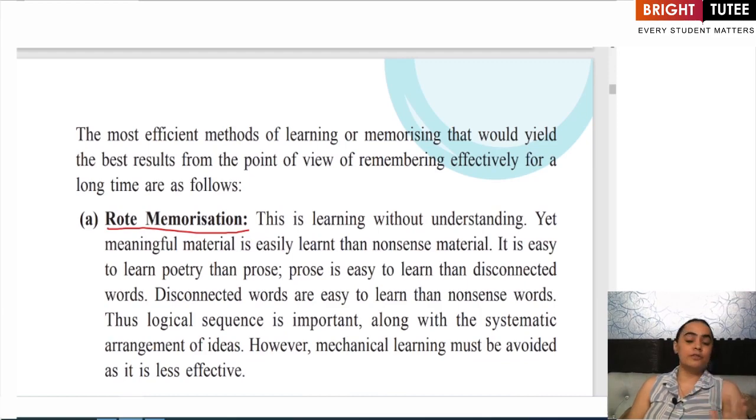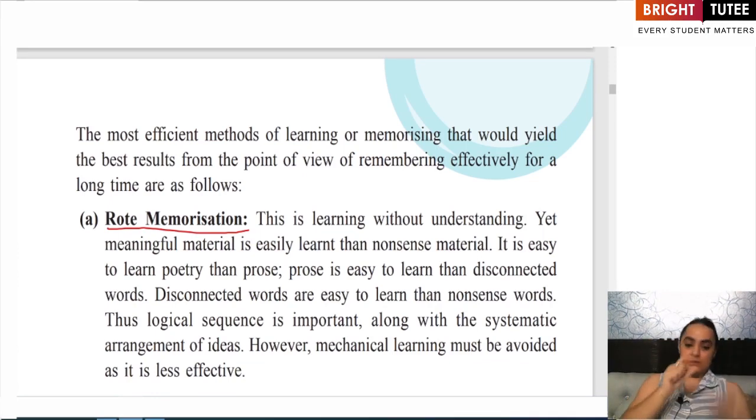So one should always avoid doing that. But for rote memorization also, for a person, it is easy to remember a group of words which are associated together. According to psychology, it is easy to remember a poem than a prose. Okay, a poetry is easy to remember than an entire story.